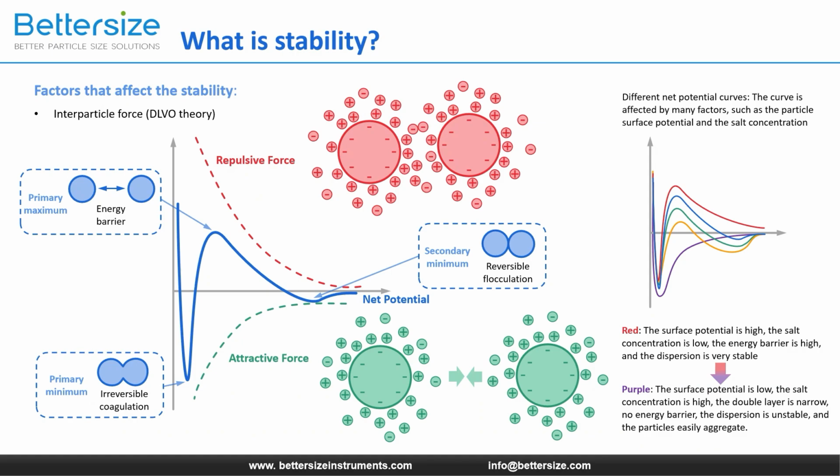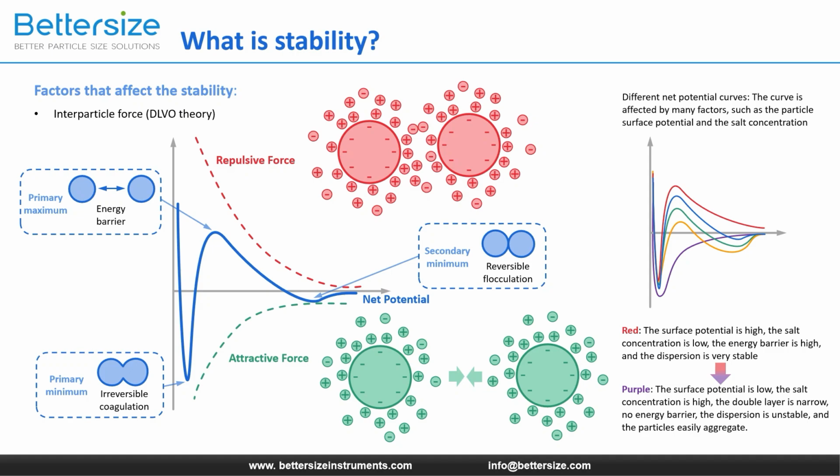The DLVO theory provides an explanation of how the interparticle force changes as the distance between them changes. The upper part of the curve represents the repulsive force, and the lower part is the attractive force. The red line represents the electrostatic repulsive force between particles, and the green line represents the van der Waals force. The blue line is the net potential, which indicates the sum of the attractive and the repulsive force with distance.